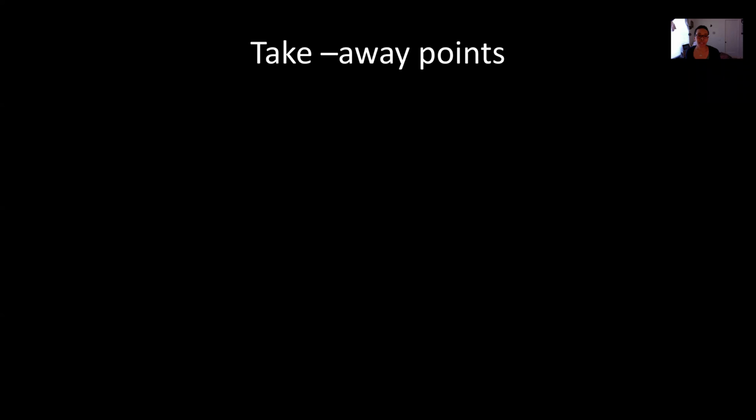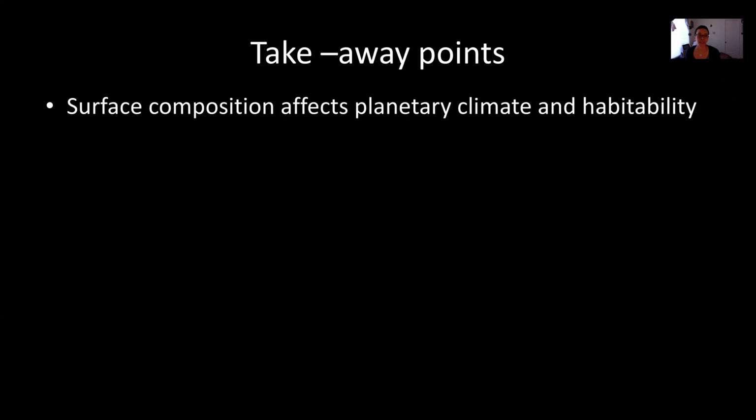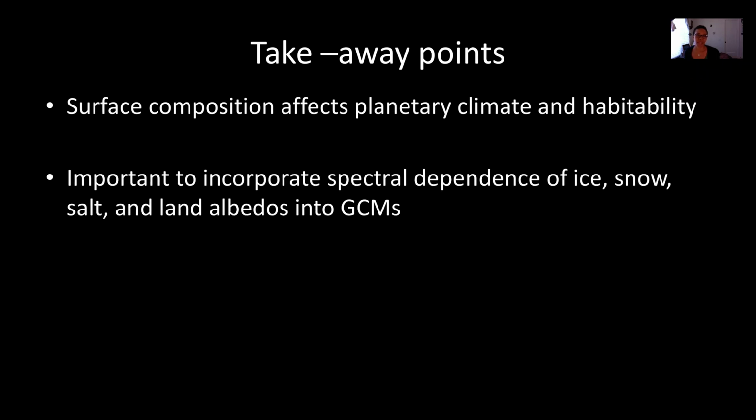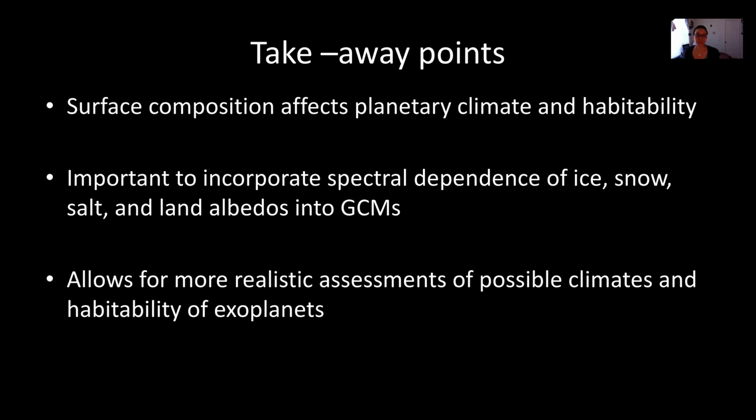So the takeaway points from this talk: surface composition affects the climate and habitability of exoplanets. We've seen this in our studies and determined that it's extremely important to incorporate the spectral dependence of the range of surface types possible on exoplanets into GCMs and other models. It's only through doing this that we'll be able to obtain the most accurate assessments of the possible climates and the potential habitability of planets as they are discovered.